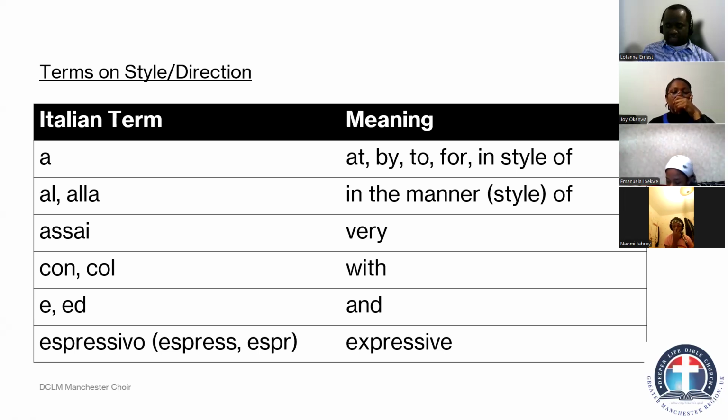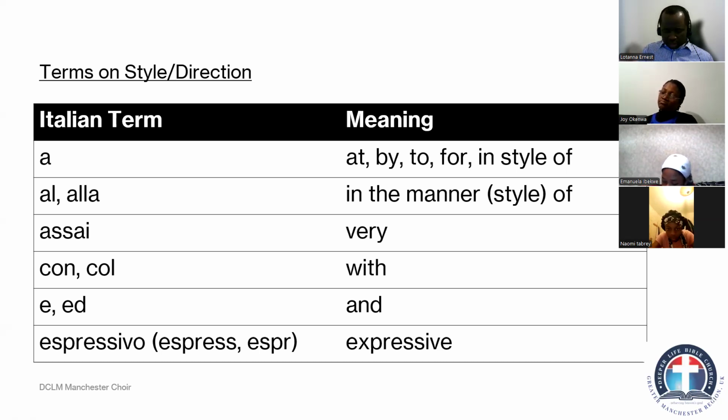Then you have assai. Assai means very. If I say, for example, allegro assai, allegro means quick, so assai means very. Allegro assai is very quick. If you put only assai, it doesn't make sense. Very, very what? These are qualifying words, qualifying musical terms.